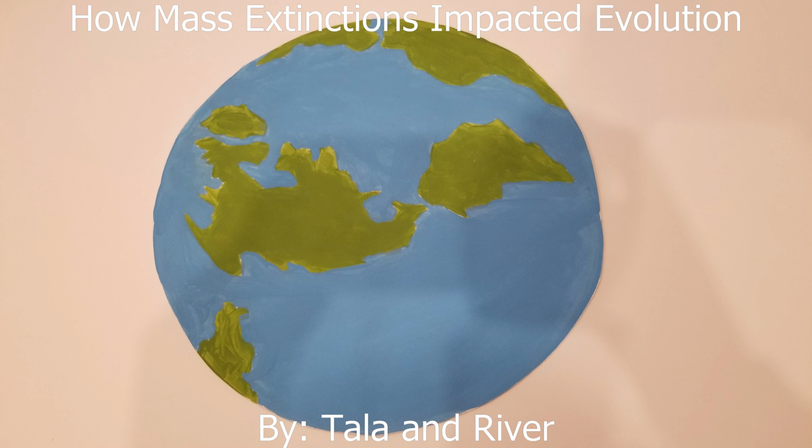My name is Tala and my partner is River. Our presentation is about the mass extinctions that have occurred throughout history. We will go into what those extinctions were and how they impacted evolution.